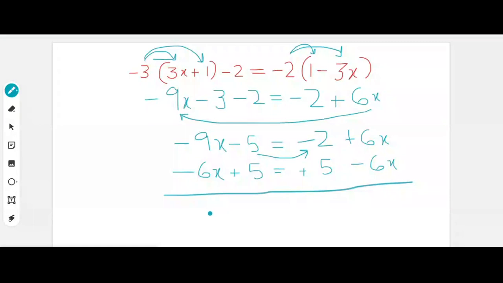Minus 6 minus 9 will be minus 15x, and this negative 5 plus 5 will be cancelled, equal to plus 5 minus 2, which is 3, and this negative 6 plus 6 will be cancelled again. Now the last step is dividing by negative 15 on both sides of the equation.